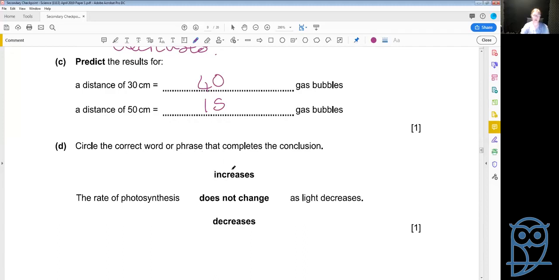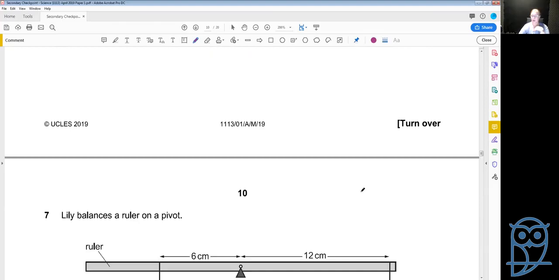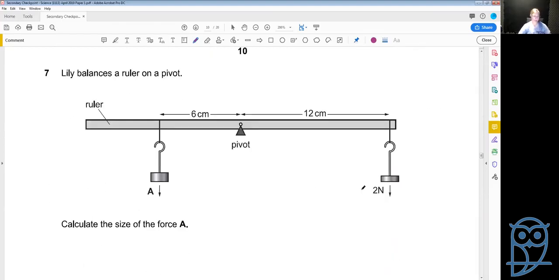Circle the correct word or phrase that completes the conclusion. The rate of photosynthesis either increases, does not change, or decreases as light decreases. So the rate of photosynthesis decreases as the light decreases. The more light you have, the more the plants can use the light in order to photosynthesize. Okay, so that is the end of question 6.